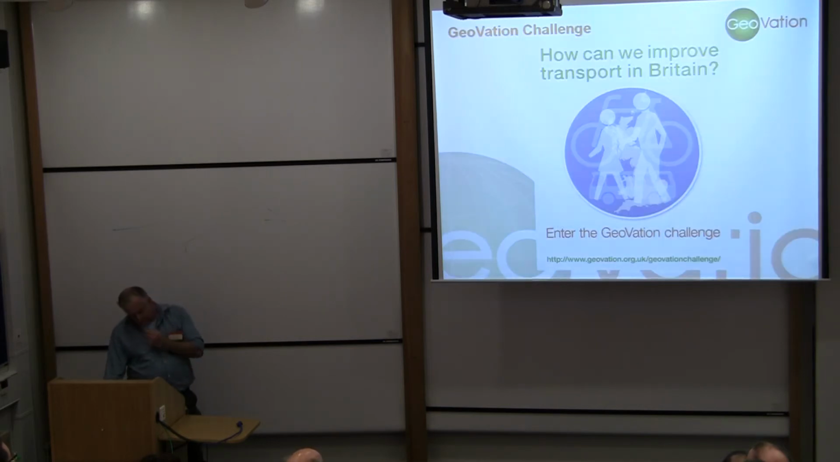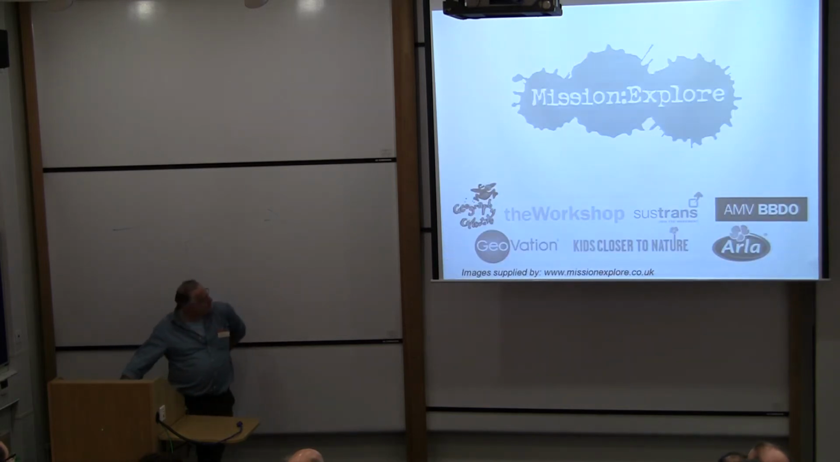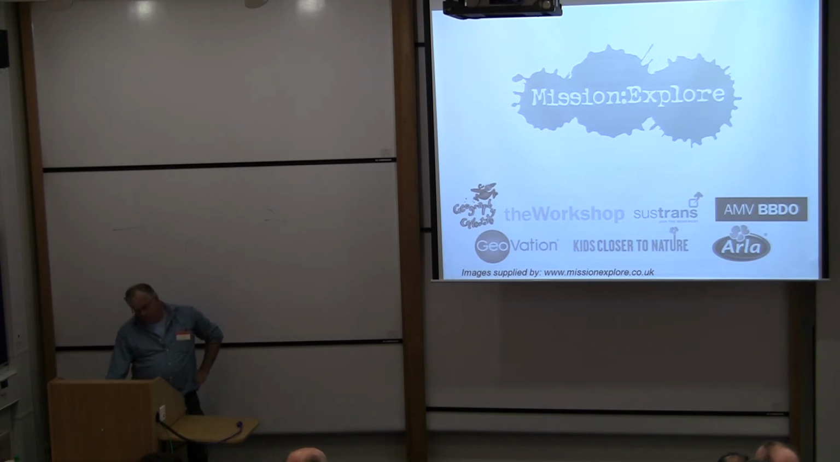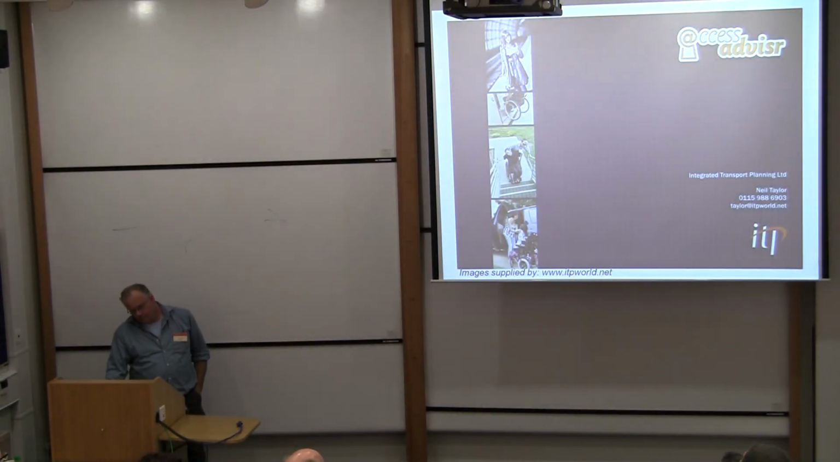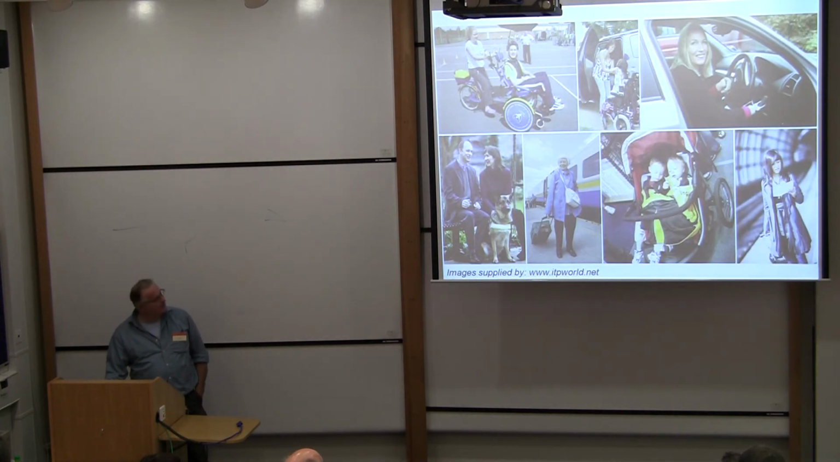With the How Can We Improve Transport in Britain challenge, we had 150,000 in funding from the Technology Strategy Board, and that was won by an organisation called Mission Explore that are addressing behaviour change and working with a number of other organisations there to get children out on the national bike networks. LiftShare won some funding to develop personal travel plans, again a behaviour change type approach. ITP here in Nottingham are developing Access Advisor to enable transport systems to be accessible to everybody. They're missing 20% of the population in terms of accessibility.